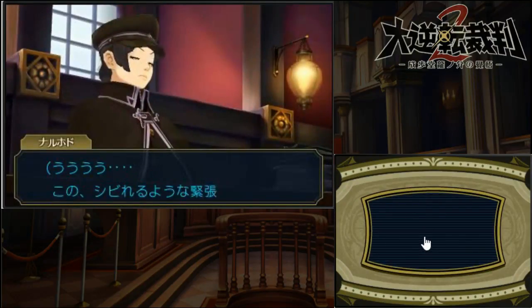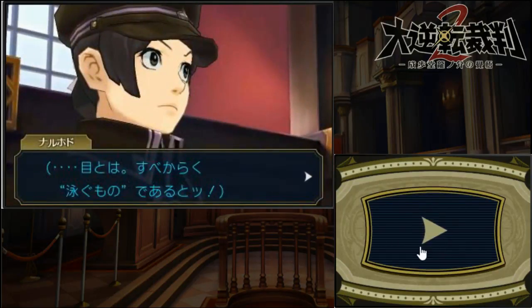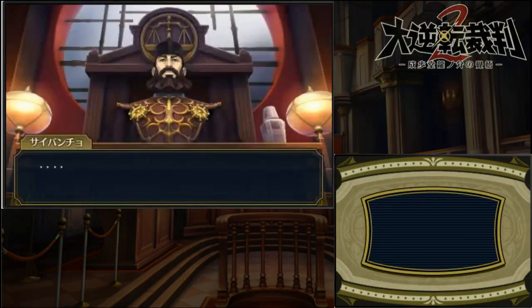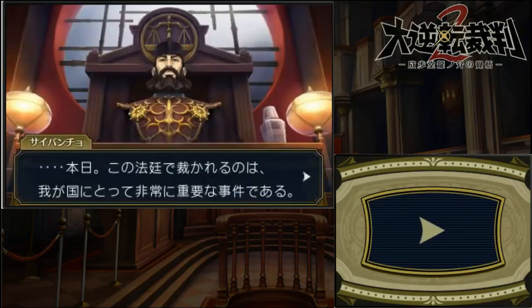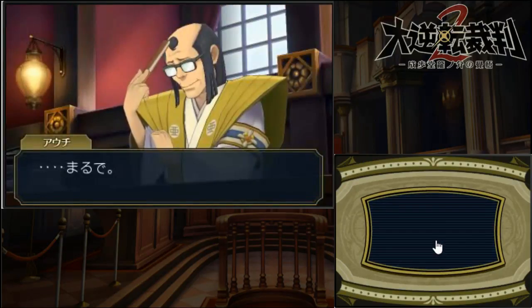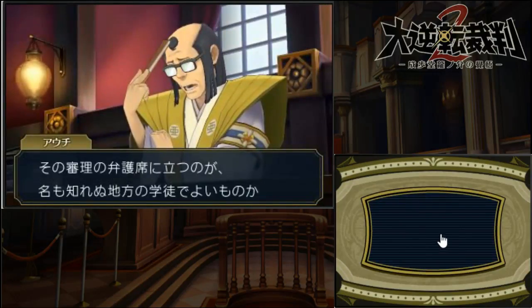Oh, this crippling nervousness. I understand now, standing here as you have been, Naruhodo-sama, how your eyes cannot help but wonder. The trial carried out in this courtroom today is one of the utmost importance to our country, the verdict of which will no doubt affect the future of the Empire of Japan. Just as the case from 9 months ago was. I question whether this backwater attorney can handle such an important trial.